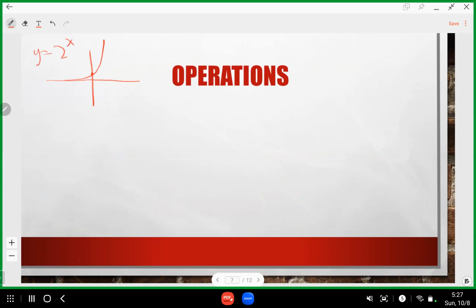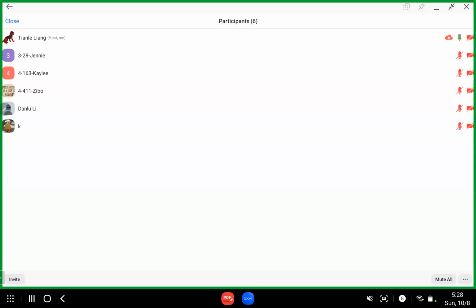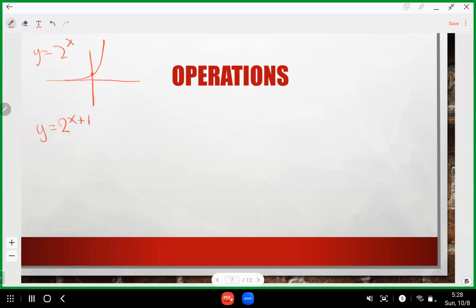So how about this? How about y is equal to 2 to the x plus 1? So what happens after that? Who can volunteer? Do I have any volunteers that could tell me what happens to the graph? How about Dan Lu? Dan Lu, can you help? So what happens to the graph when it's y is equal to 2 to the x plus 1 power? How is that different from the first one?